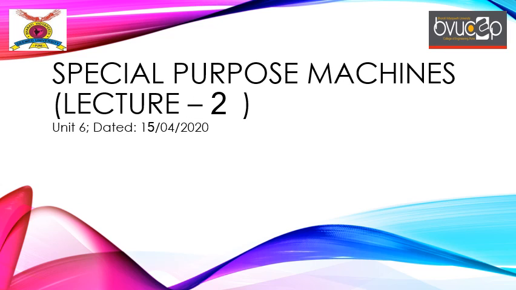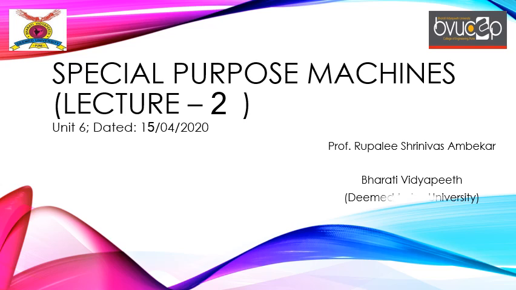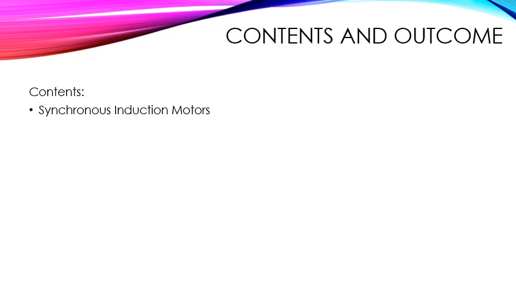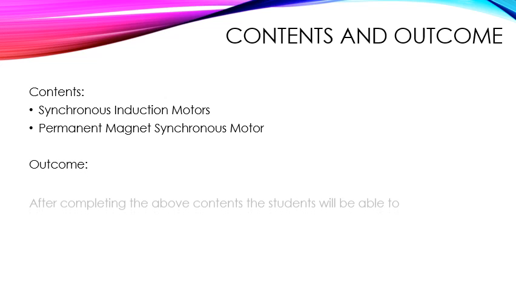We are continuing Unit 6, Special Purpose Machines, to cover the remaining topics. In lecture 1 we covered the construction, working principle, characteristics and applications of the induction generator and linear induction motor. Now in this lecture we are going to cover the synchronous induction motor and permanent magnet synchronous motors.